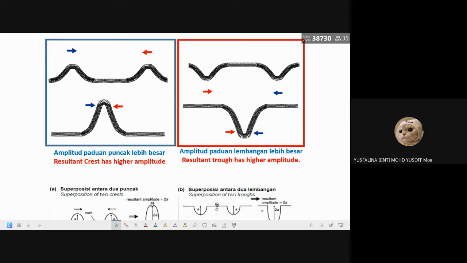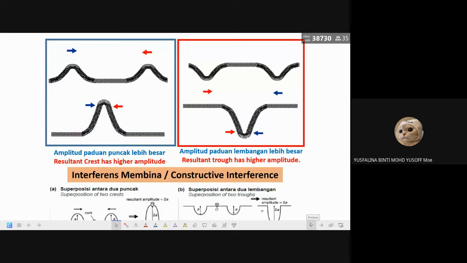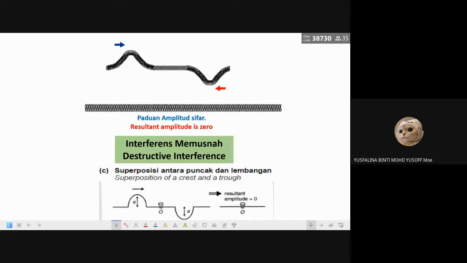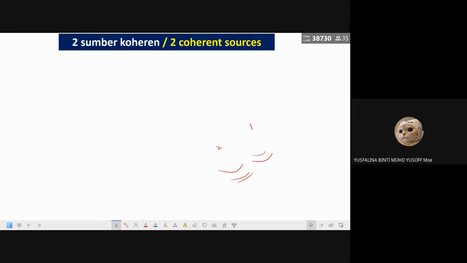Okay, so this one we already discussed. For negative A plus negative A, it will become negative 2A. This is the example of constructive interference. And this one, the resultant amplitude is 0, so this is the destructive interference.